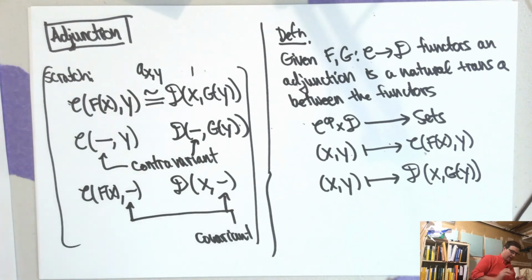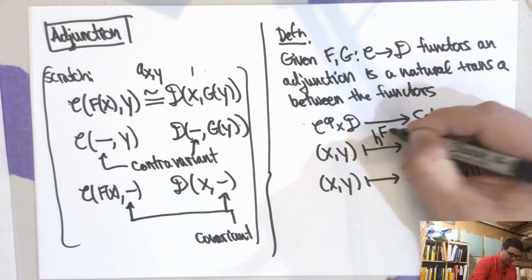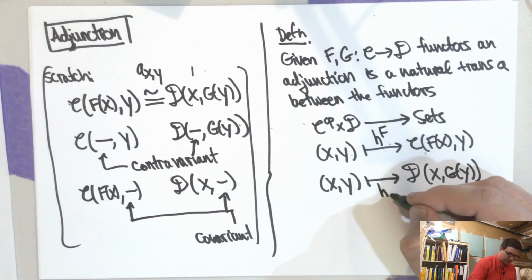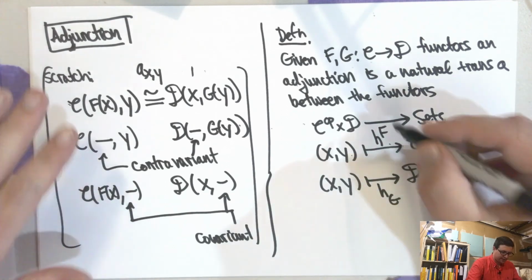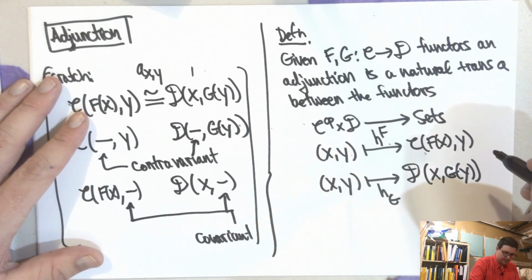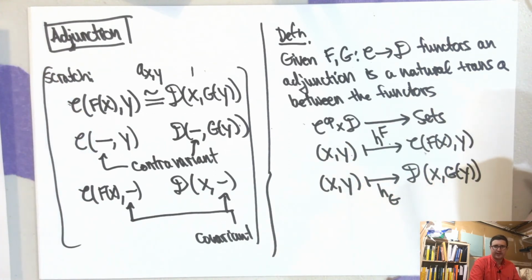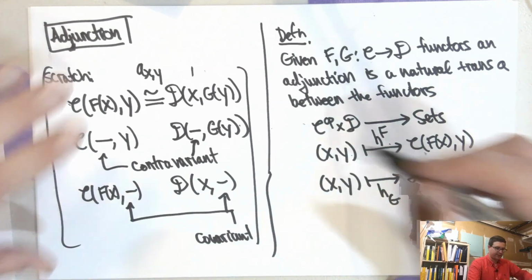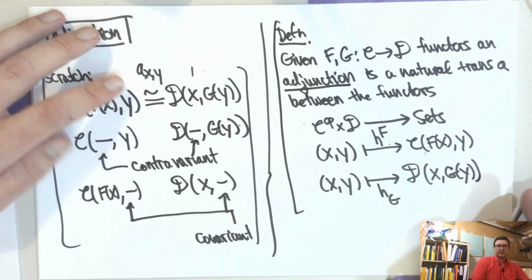We could call this one, say, h f and hg or something, because this is covariant in the g, and maybe I want to do that the other way. Yeah, we'll do that the other way. It's debatable which way you want to put it. There's no really standard name that I know of for these things. But this is the definition. An adjunction is a natural transformation between these two things.